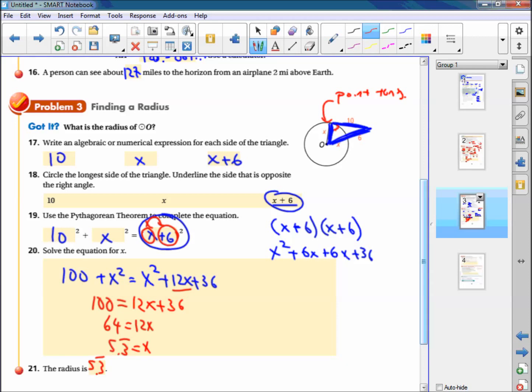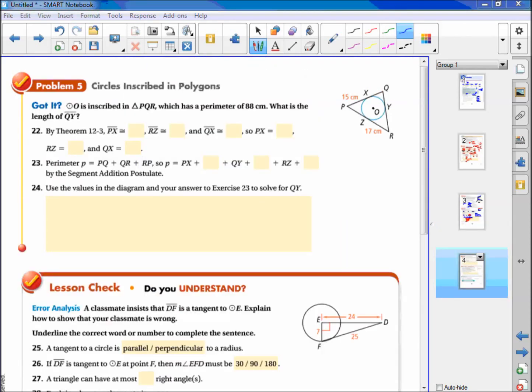All right, let's flip it over and look at our last page. Problem number 5, circles inscribed in polygons. So circle O is inscribed in triangle PQR, which has a perimeter of 88 centimeters. What is the length of QY?